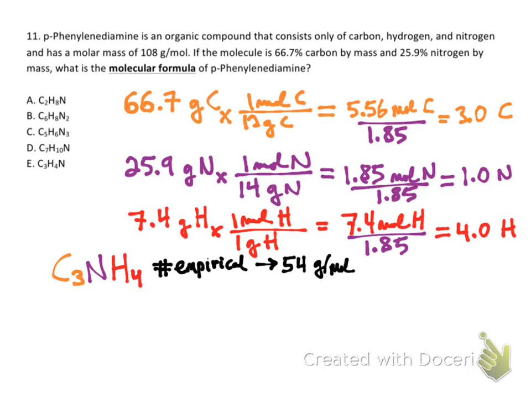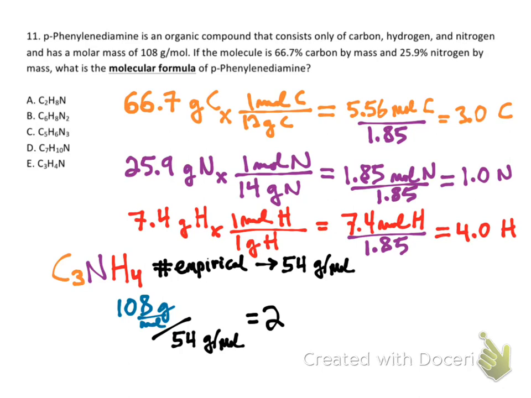So the last thing we have to do is ask ourselves, does that match the actual molecular weight that we're given? 108 grams per mole. The answer is no, it doesn't match. But we can see how many times it fits in to get that match. So we want to see how many times our empirical formula can fit into our molecular formula. So 108 grams per mole divided by 54 grams per mole equals 2.